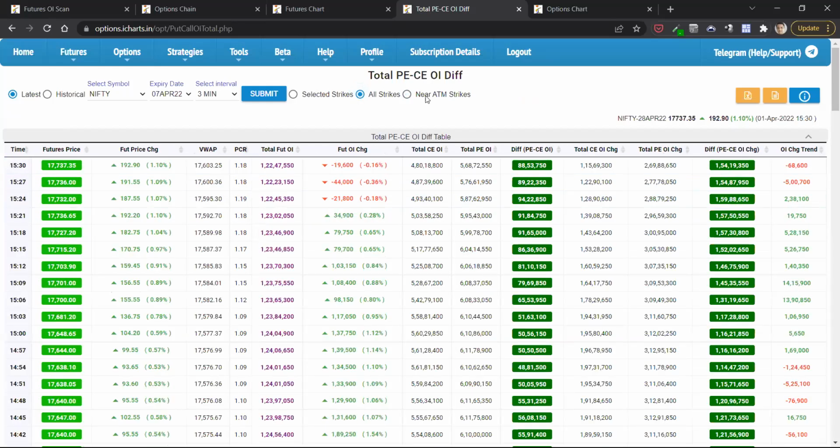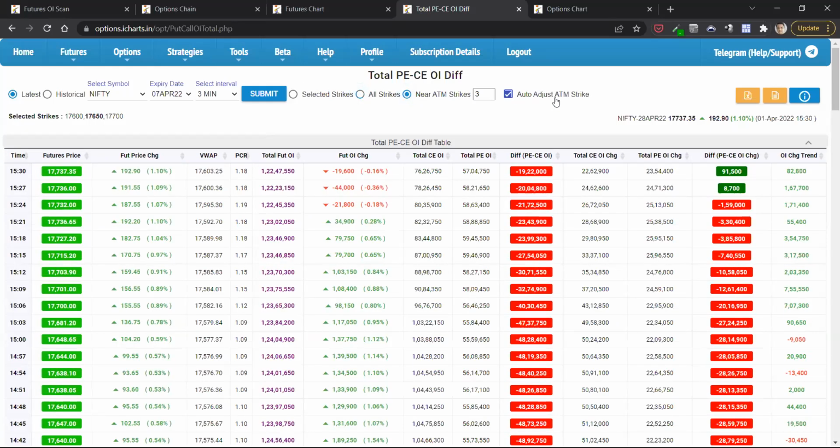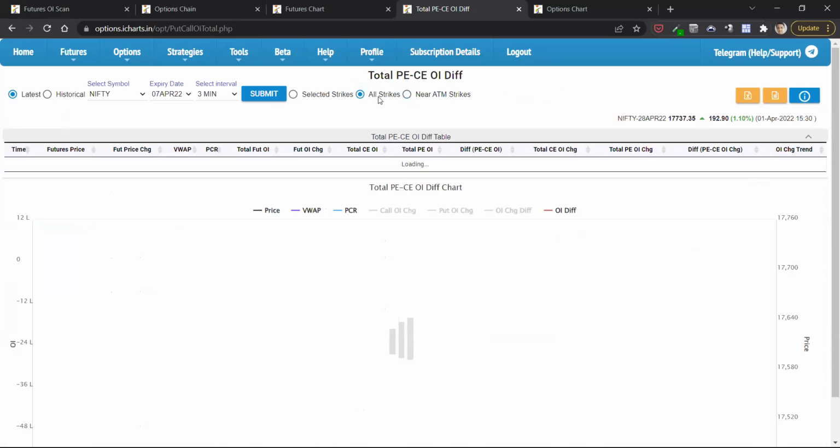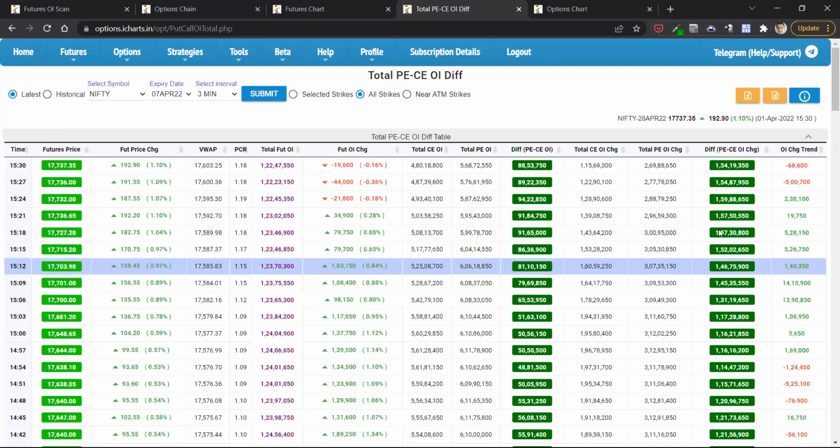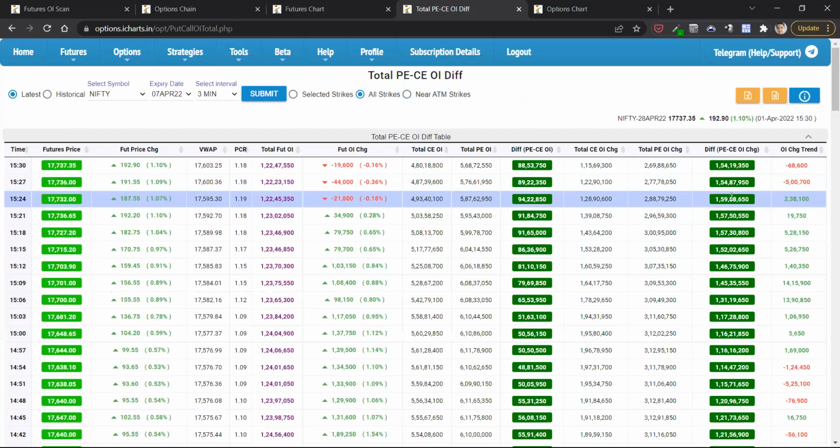So you can monitor this throughout the day. But you should know that this is only going to tell you what is happening at the current ATM and in and around the current ATM price. So you have to be very, very careful. This can give you a completely different picture compared to all strikes. All strikes is going to give you an overall scenario for the day, what is happening.